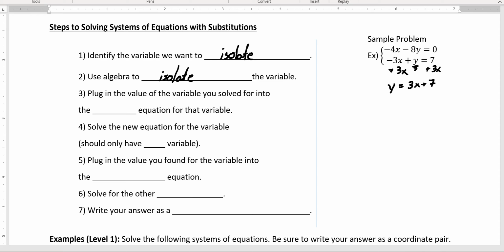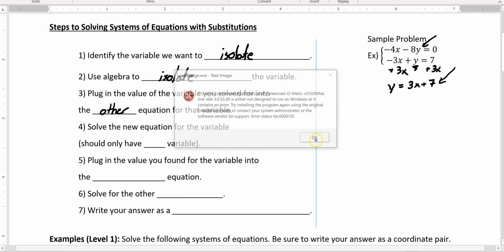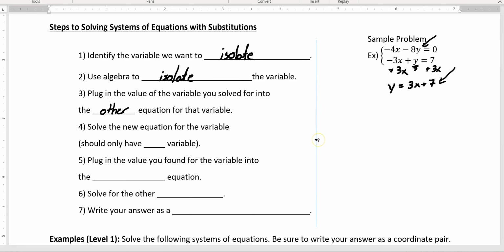Now that we've solved this, we're going to plug in the value for that variable we solved for into the other equation for that same variable. So I solved the second equation, which means in my first equation, where this y is, I'm going to plug in 3x plus 7. Here we go. So y equals 3x plus 7.